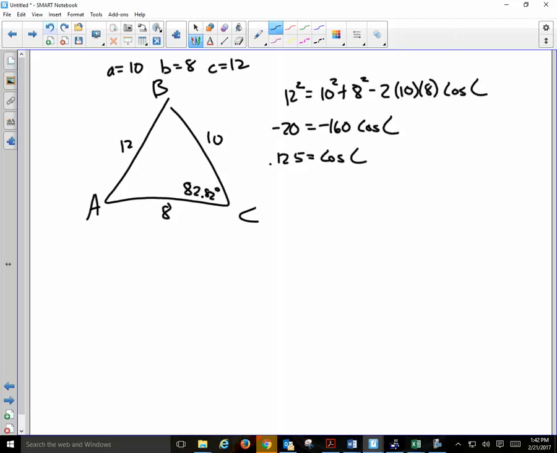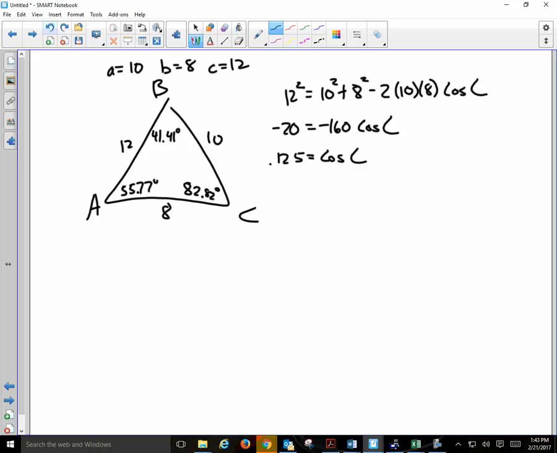Are we good there? Now we set up the law of sines to find the other two. So somebody, what'd you come up with for A? And what'd you come up with for B? 41.41. Okay. And so there's our triangle.